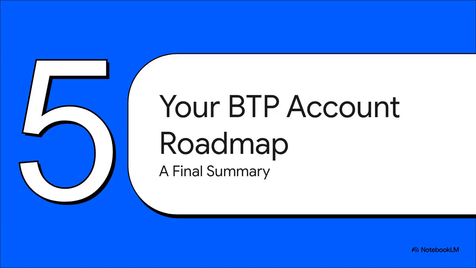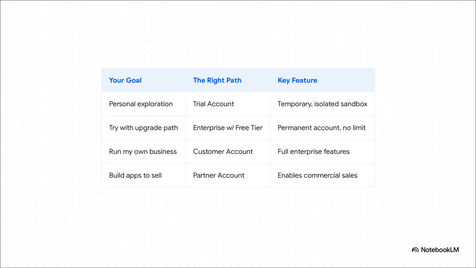Okay, we've covered a lot of ground, so let's put everything we've talked about together into one simple roadmap. This should make your decision crystal clear, no ambiguity. Here it is. This final matrix is your cheat sheet. Just match your goal on the left with the perfect account in the middle, and you'll see its standout feature on the right. Whether you're here to explore, try, run, or sell, there is a clear path forward for you.